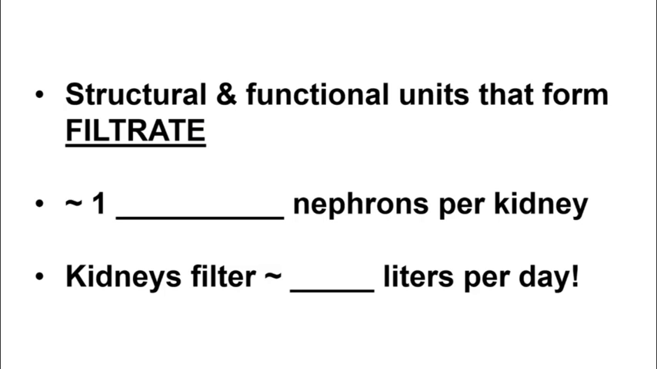Even though these are microscopic structures, the kidneys are still able to filter and process a very impressive amount of fluid per day. Both kidneys combined can filter about 200 liters of fluid per day. So even though nephrons are very small structures, they're capable of doing this huge task of filtering and processing the blood for us.